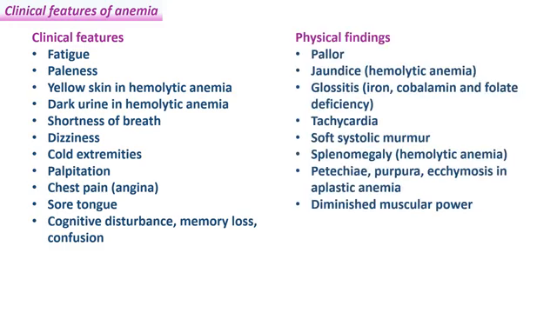What about the physical findings? Pallor, jaundice in hemolytic anemia, glossitis in iron, cobalamin, and folate deficiency, tachycardia, soft systolic murmur, splenomegaly in hemolytic anemia, petechiae, purpura, ecchymosis in aplastic anemia, diminished muscle power.